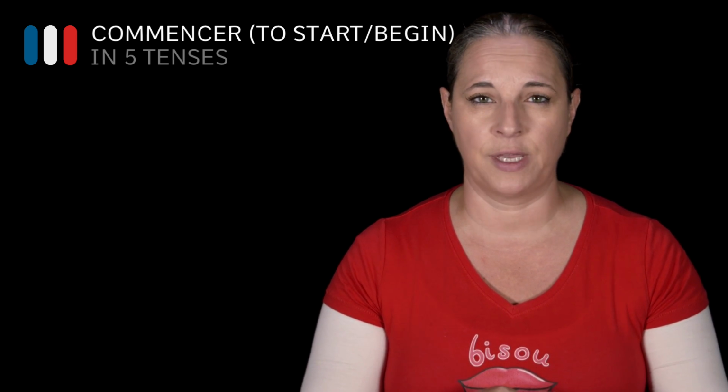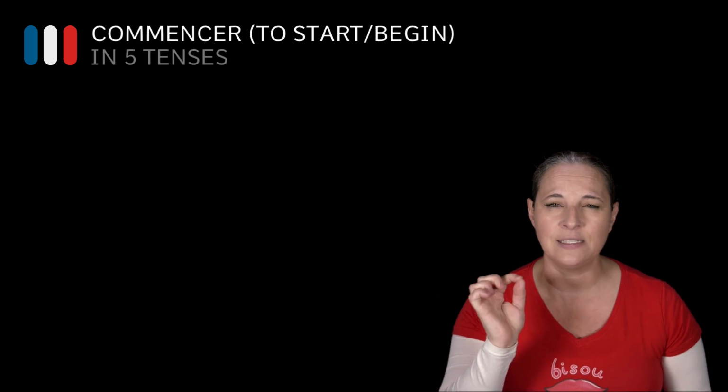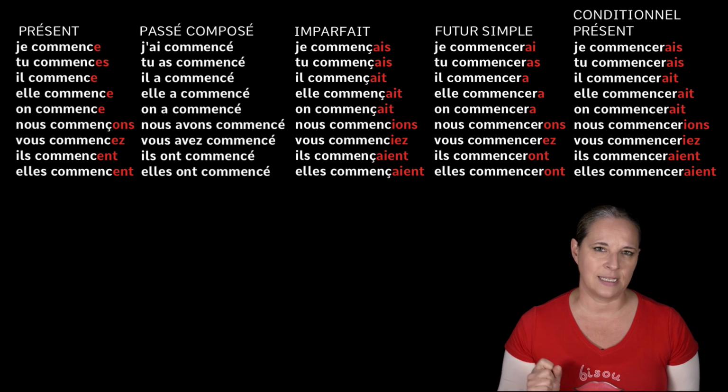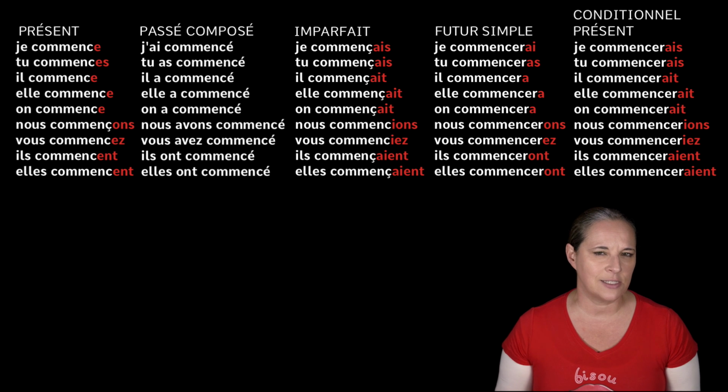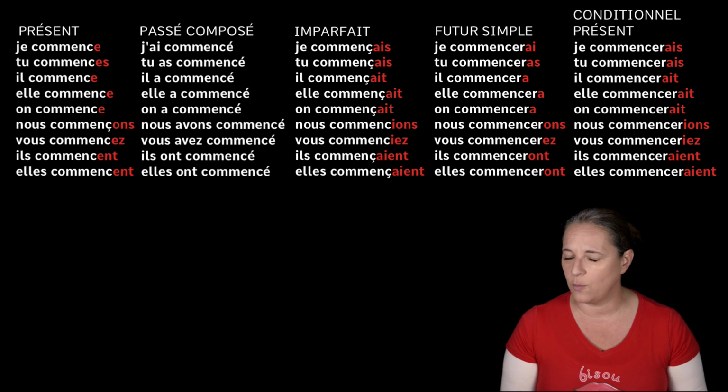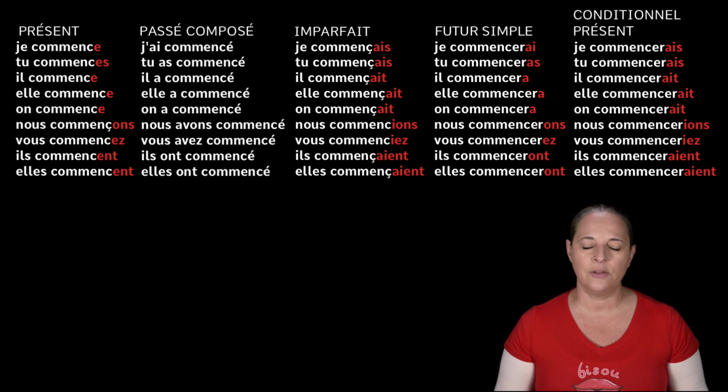Now, commencer belongs to the first verb group, which means that it's quite easy to conjugate. The only difficulty you will find is the fact that sometimes we have to use the c cédille. I will explain to you as we go along why we do that. Now, let's have a look at the présent.